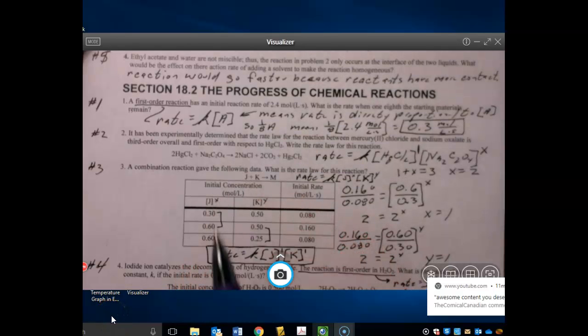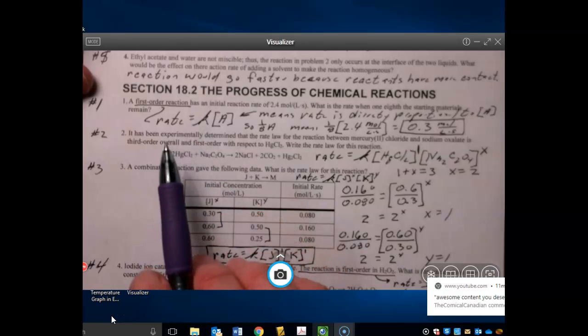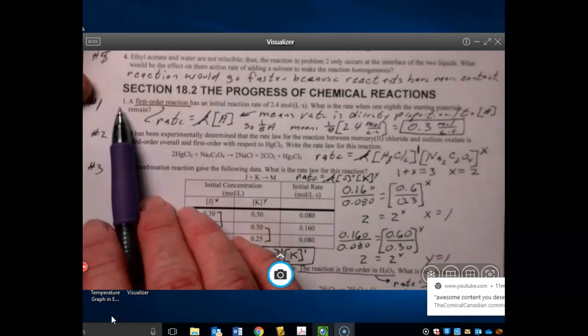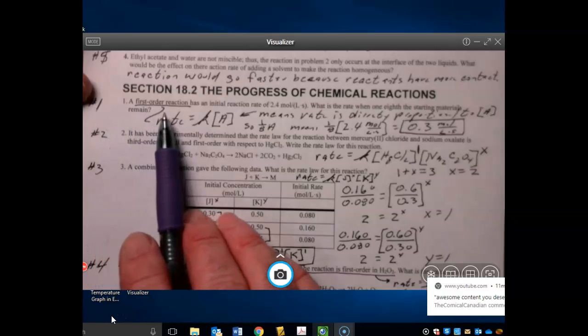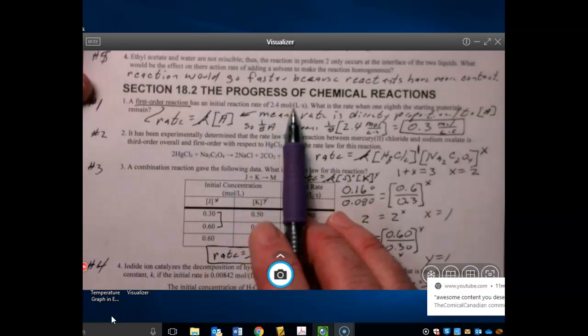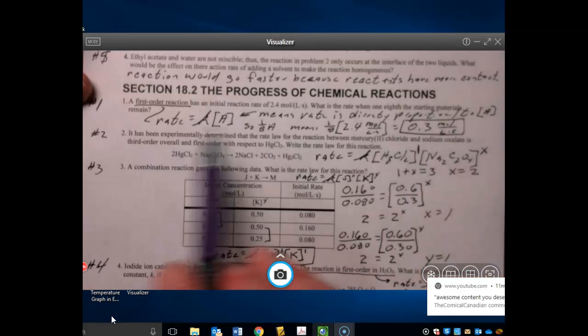This is an explanation of the 18.2 assessment that we had this past week. Again, I'm using the same worksheet, worksheet number 1. The first question you had on your quiz was: a first order reaction has an initial reaction rate of 2.4 moles per liter second. What is the rate when 1/8 of the starting materials remain?